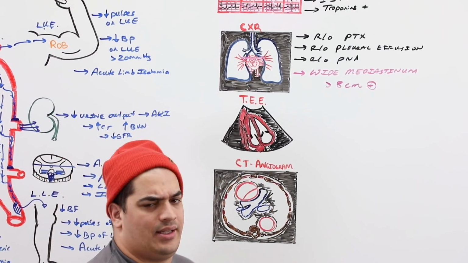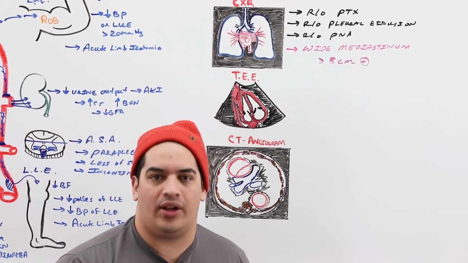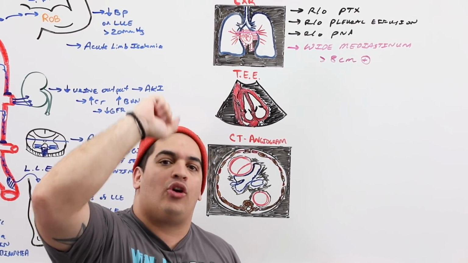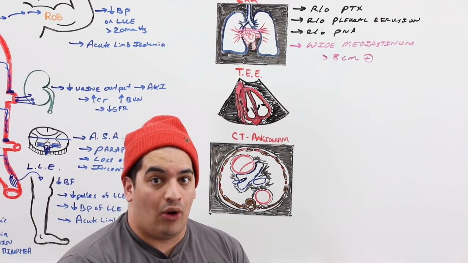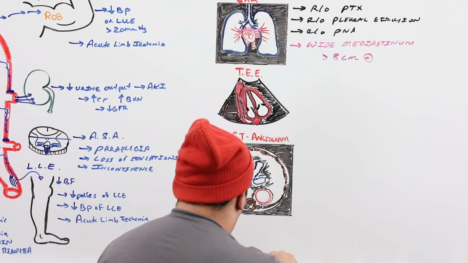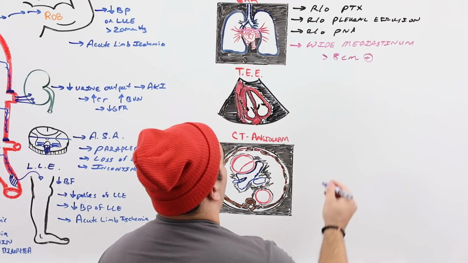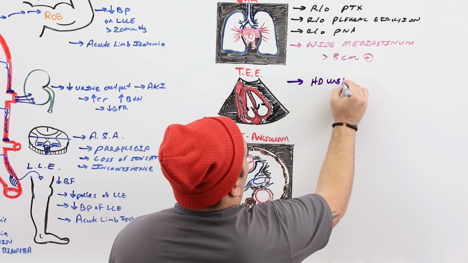What is it? Oh, first off, what the heck is a TEE? I'm sorry. It's a transesophageal echocardiogram. You take an echo probe, you put it down through the esophagus, and it gives you a good view of the aorta, okay? You can do a TEE in patients who are hemodynamically unstable. So this is kind of preferred when you have a patient who's hemodynamically unstable.